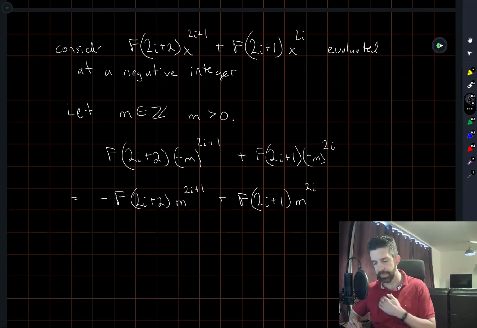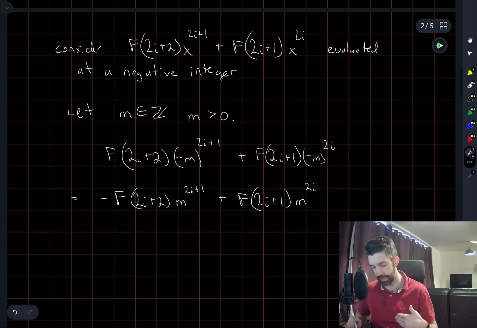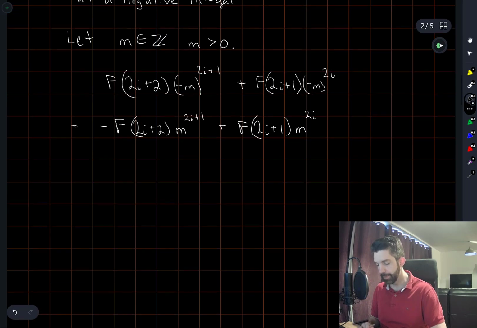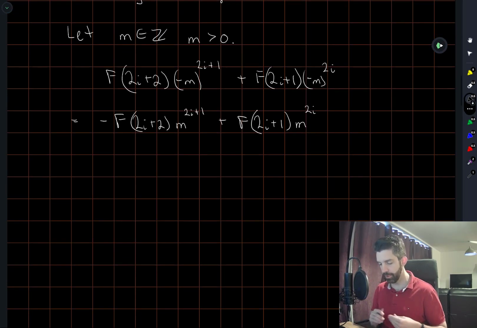So we're going to do the same thing that we did in the case when n was even. We're going to let m be an arbitrary positive integer, and we're just going to sub in negative m into this expression. Now the exponent on the higher degree term is odd, so we have a negative sign here multiplied by m to the power of the original exponent. This exponent is clearly even, so the negative sign disappears. Now we have to be a little bit careful because we actually have to consider values of m and of i.